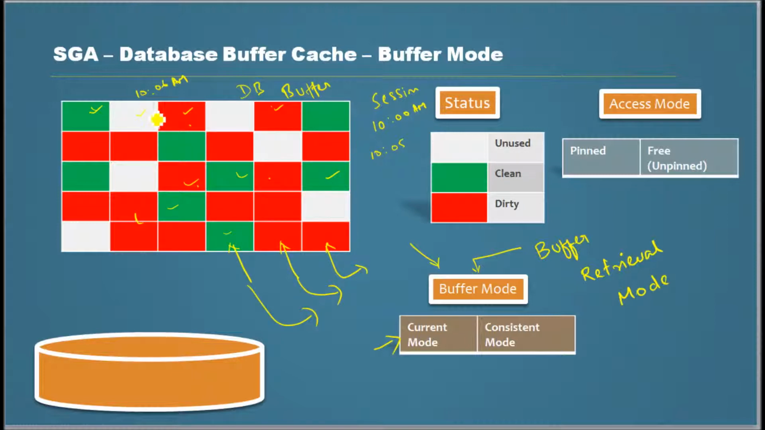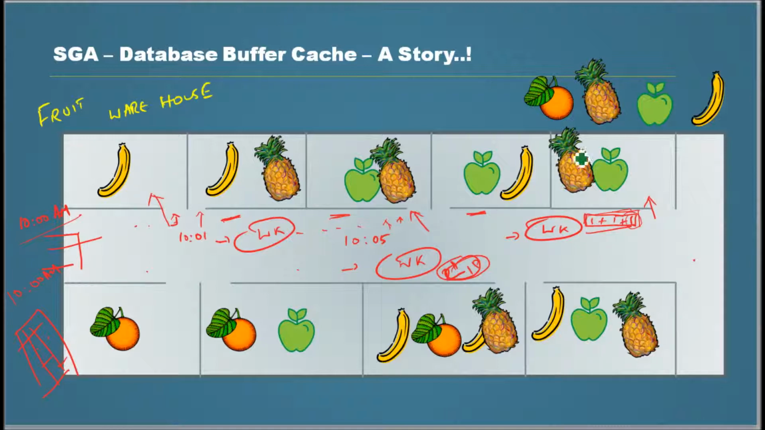Okay, so it's 10:06, but this block has some new data which was modified at 10:05, right? But remember the previous story I told, I need to give a report as what it was at 10 o'clock, right? I cannot include what it is at 10:05. Okay, so what I do is I go and read the old data. Okay, from where I read the old data? The old data comes from Oracle undo.